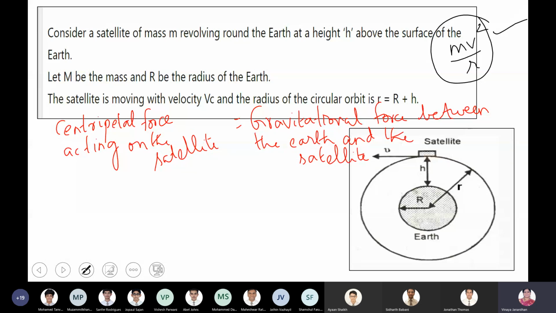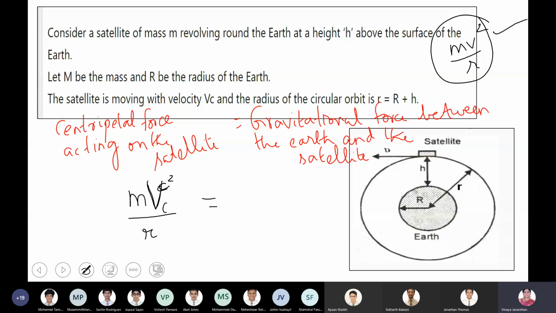What is the general equation? mv squared divided by r. So let me write m. We have taken the velocity as Vc, and the radius of the Earth's orbit is r. m is the mass of the satellite, Vc is its velocity, and r is the radius. So the centripetal force is m Vc squared by r.